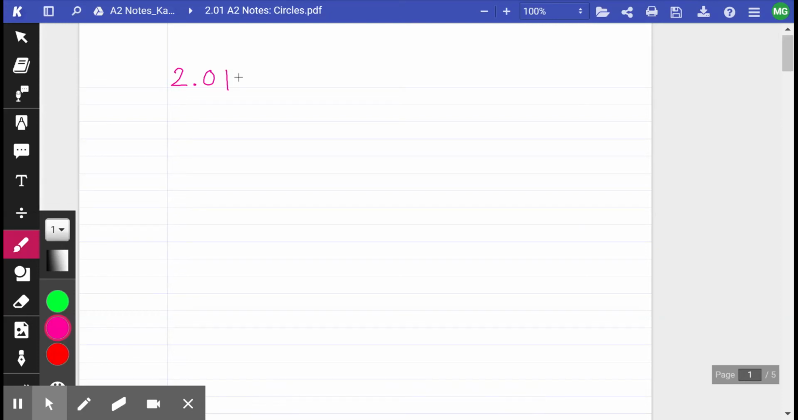Hello, we're on 2.01 Algebra 2 notes today. And so we're starting a new unit. And if you haven't taken the test yet, this lesson will not be on your test.